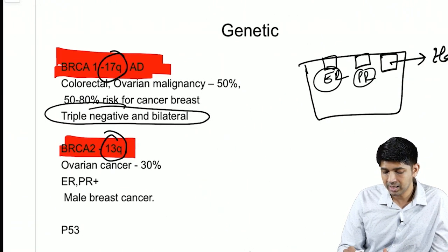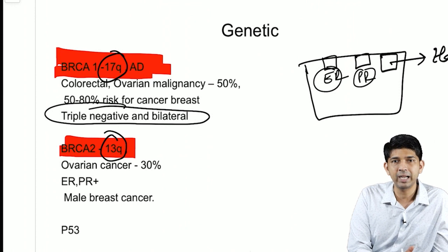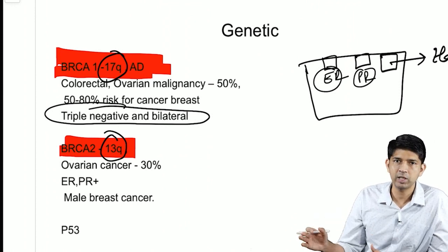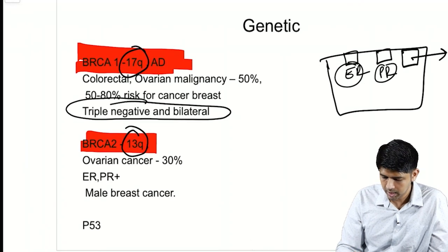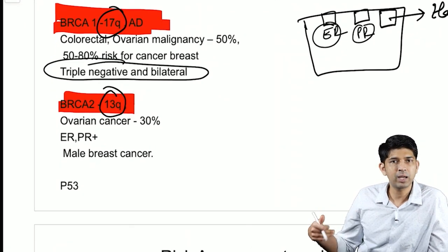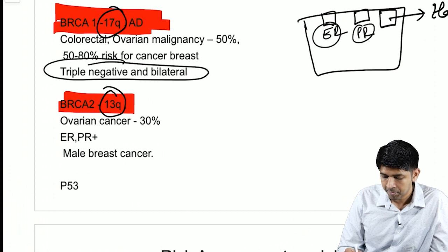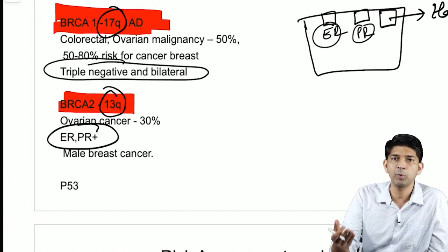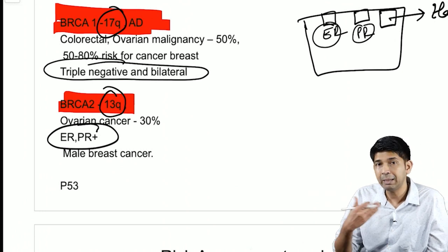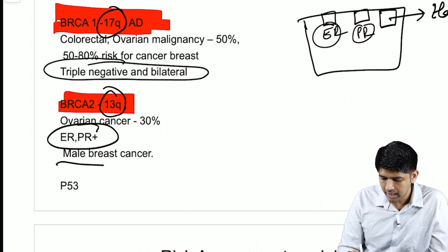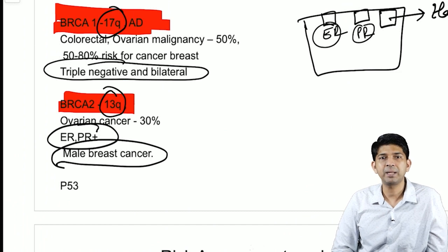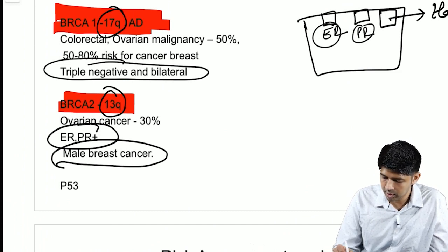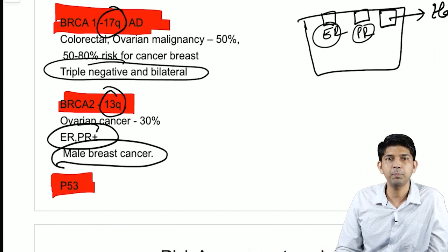Now in BRCA1, because they tend to be triple negative, it means that the hormonal treatment is out of question. You can't give it to such patients. Alright, we'll discuss this once we come to the management part of CA breast. Now BRCA2 tends to be ER/PR positive. That means they have a better prognosis, as in it's much more well managed after surgery, and a higher chance of being present in male breasts. And the other genetic factor which can cause CA breast is a mutation in the P53 gene.